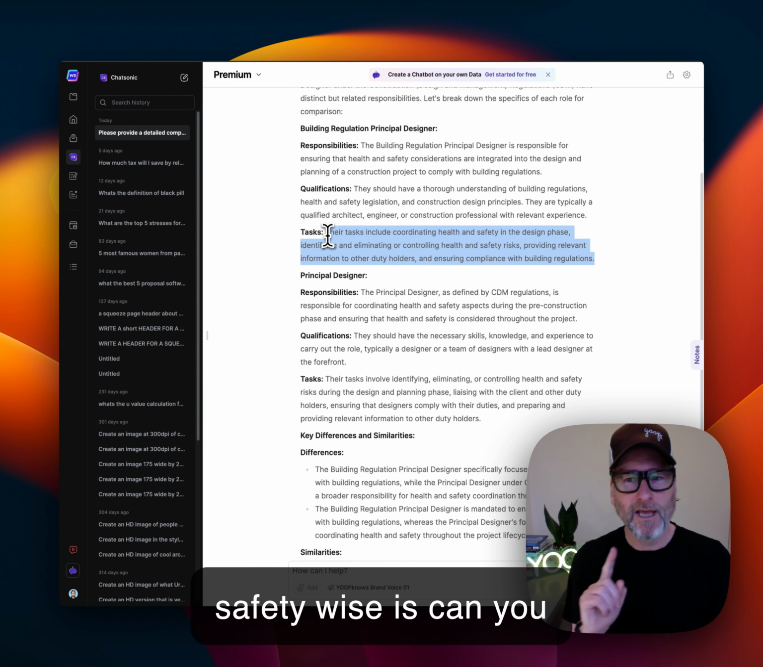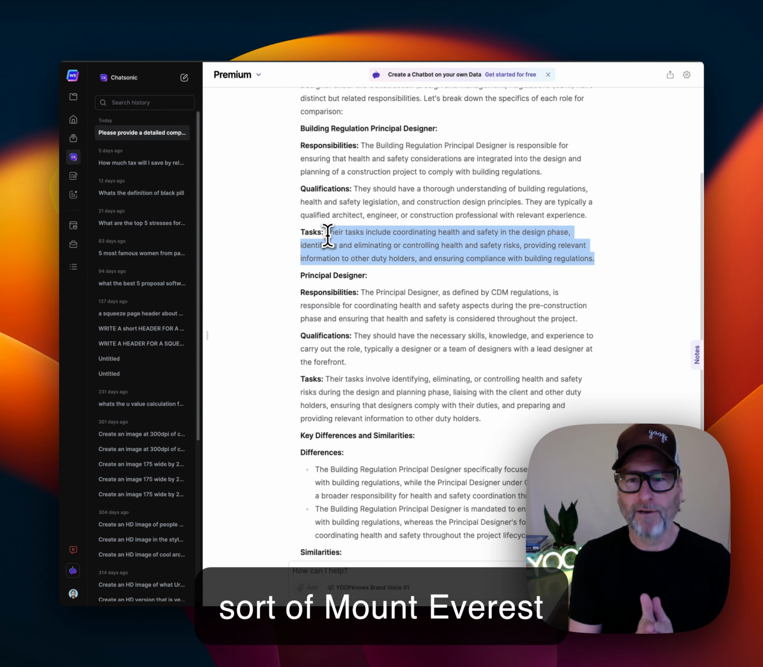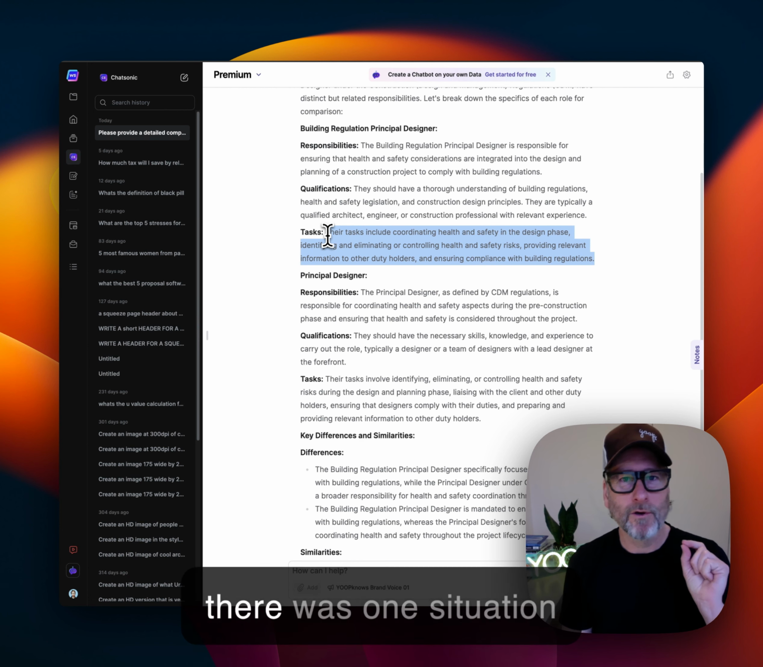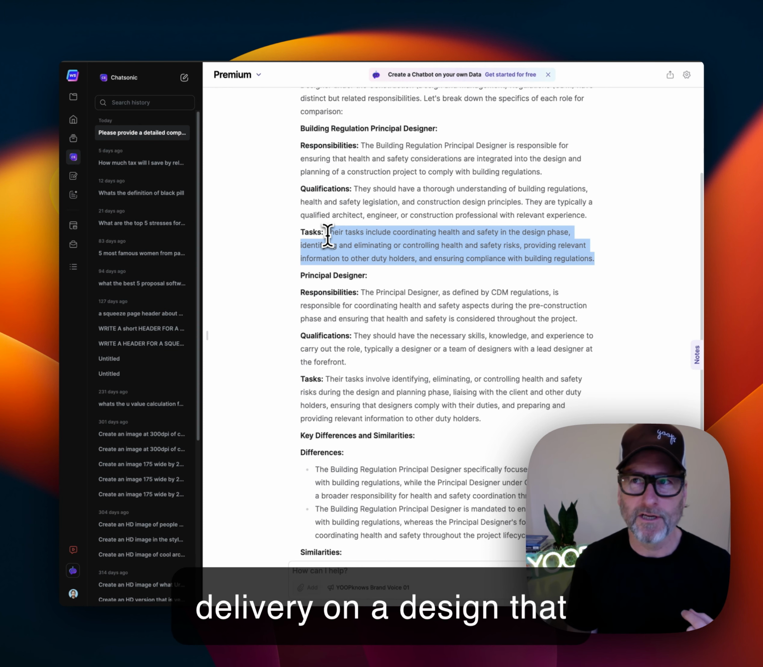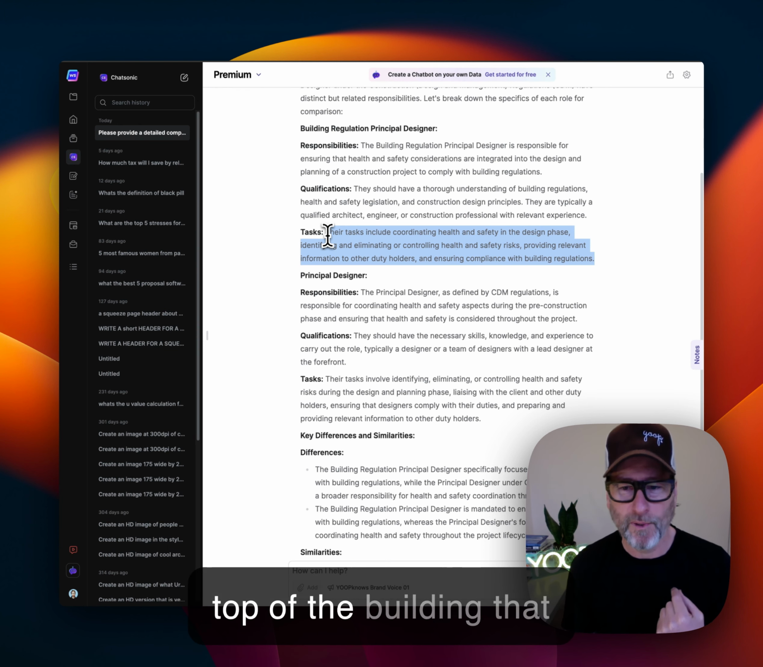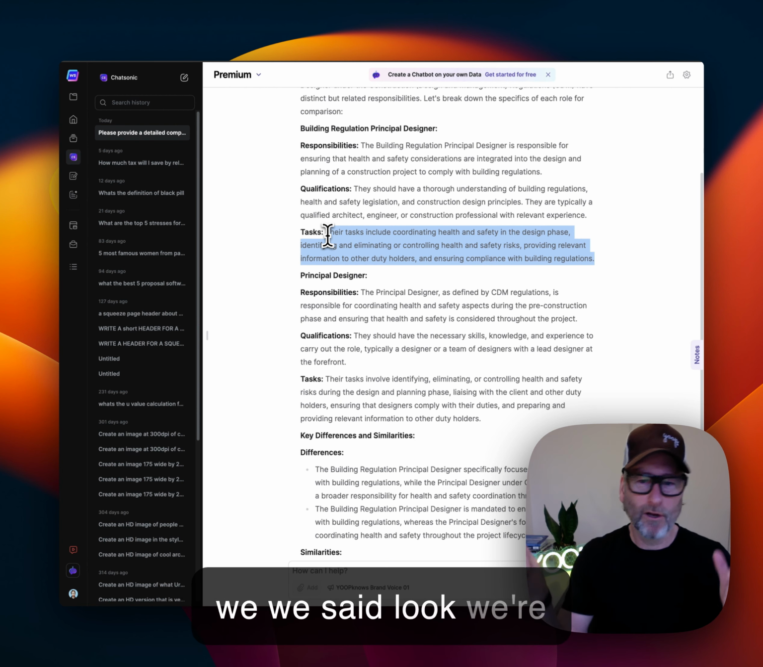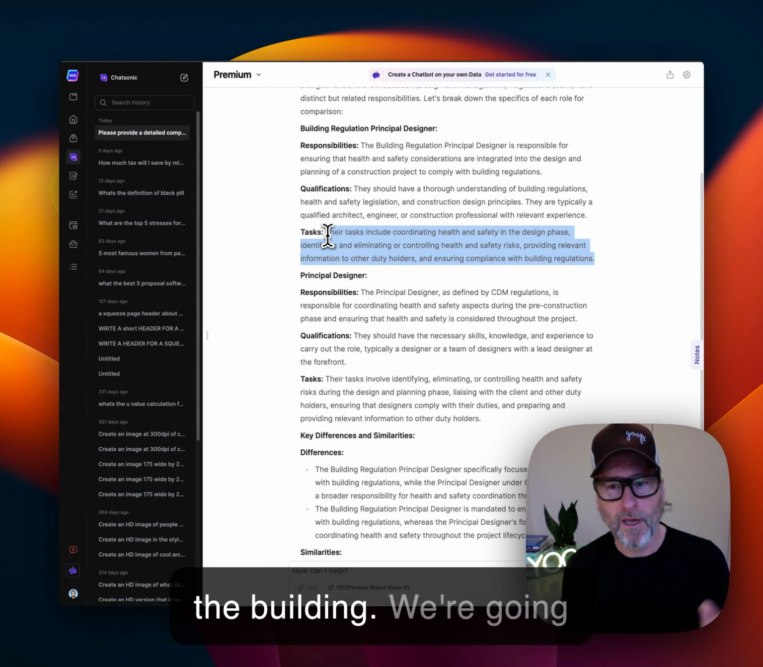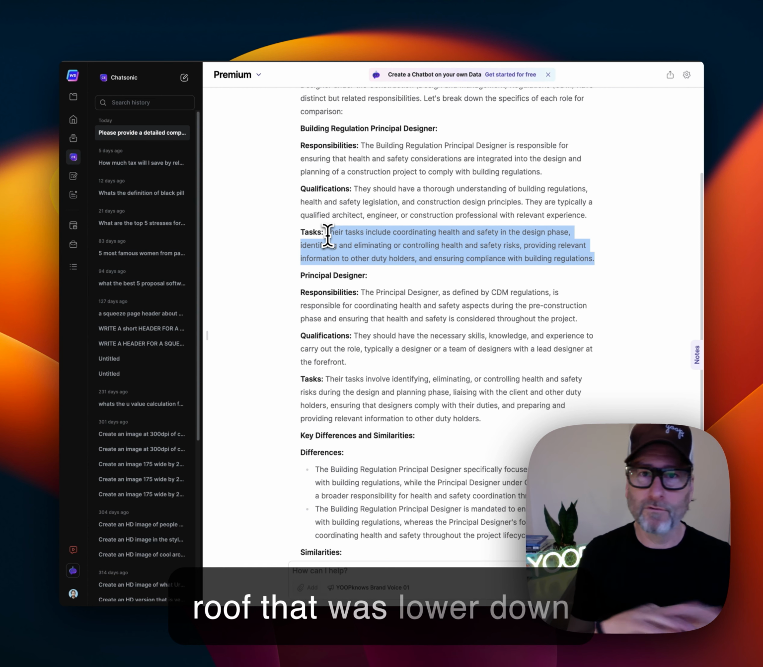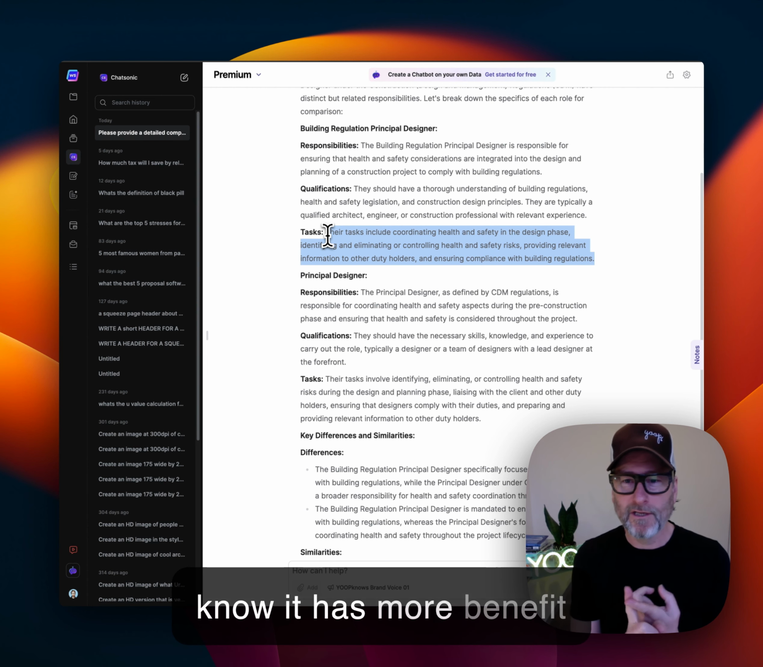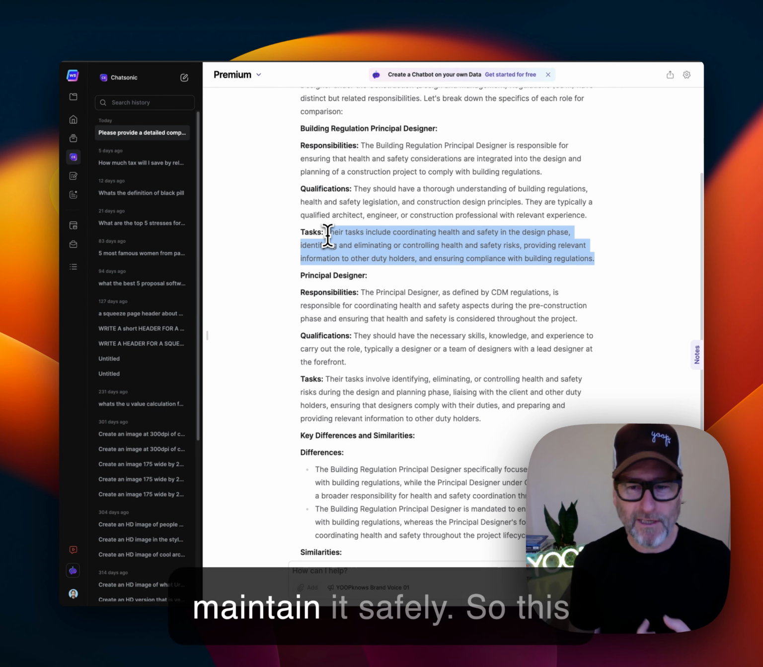What else is there? There's all sorts that you need to be checking, and the other thing health and safety wise is, can you clean the windows safely, or do you need some sort of Mount Everest climbing equipment? There was one situation where we were doing a delivery on a design that had a green roof right on top of the building that you couldn't get to safely. So we said, look, we're not going to put the green roof on the top of the building. We're going to put the green roof on a lower roof, another flat roof. We said it has more benefit because 1, people can actually visually see it, and 2, you can maintain it safely.